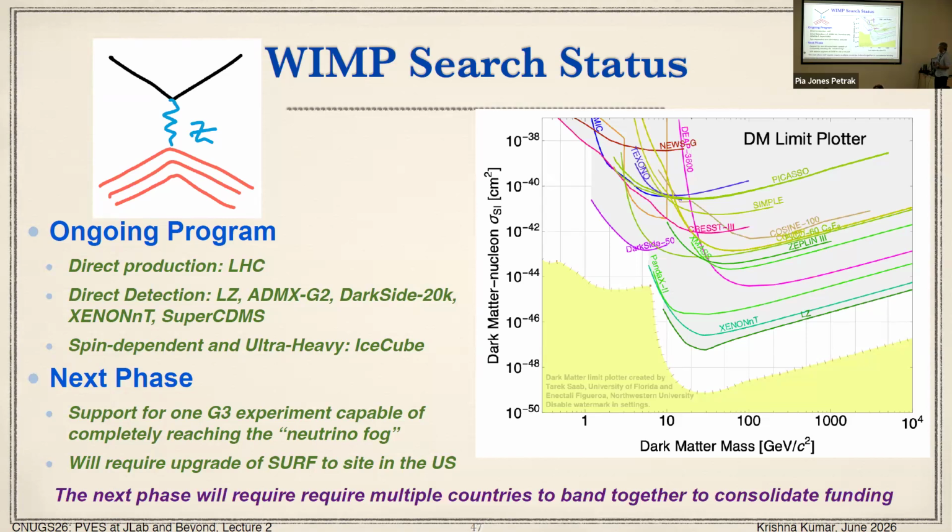Okay. Now, there's also funding. The dark matter experiments in the US are stalled. The next phase will require multiple countries to band together to consolidate funding. That's kind of ongoing right now.